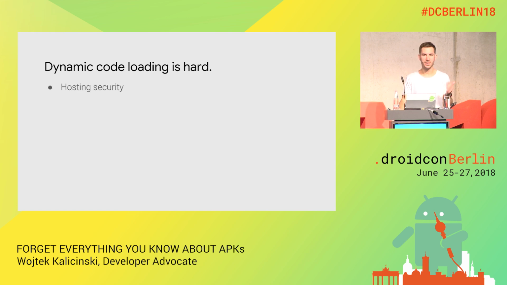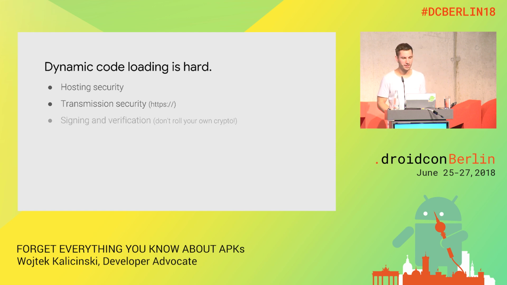So first of all, you had to host that code that you want to load dynamically somewhere. So you had to pull it down from your server. You had to make sure those files were secure. And then you had to actually make sure you're downloading what you put on the server and not what someone is trying to send you. So you had to use HTTPS. Well, believe it or not, some apps did not do that. They downloaded anything over HTTP. Then you had to roll out your own signing and verification.